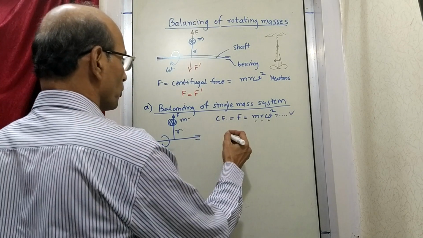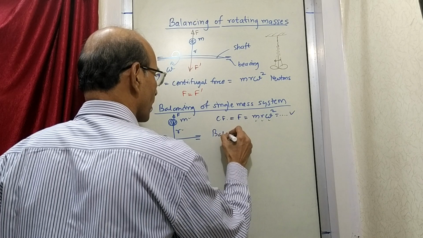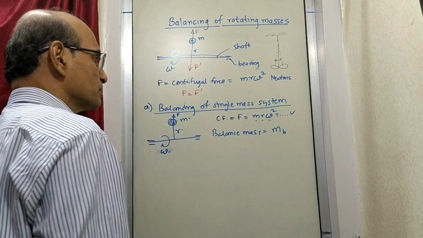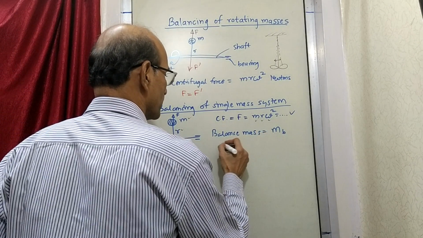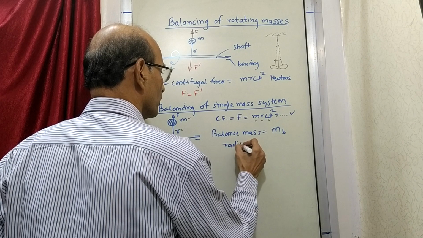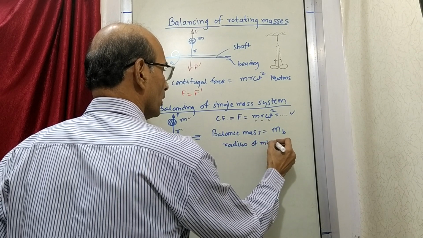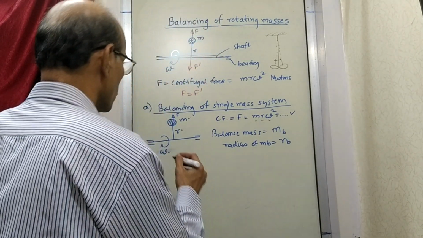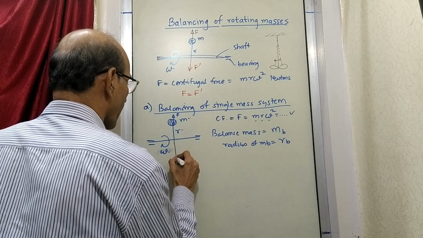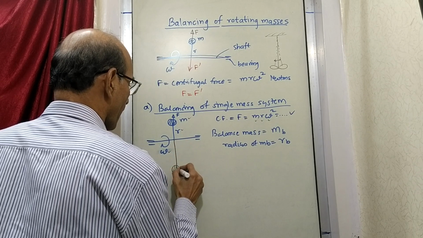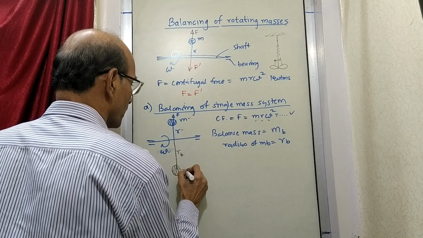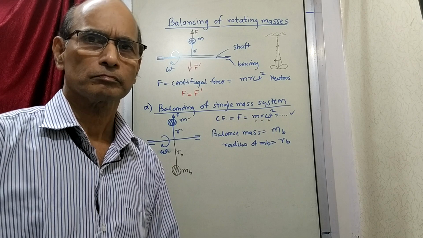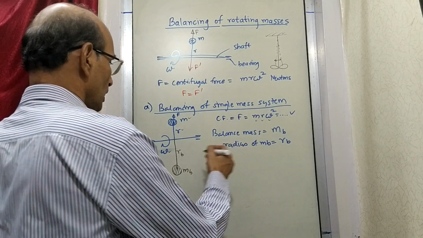Now let us introduce one balance mass, let me call that as mb. This balance mass we are going to put at a distance, radius of mb is rb. So at a distance of rb, we are putting one balance mass mb. Now let us say rb is given.